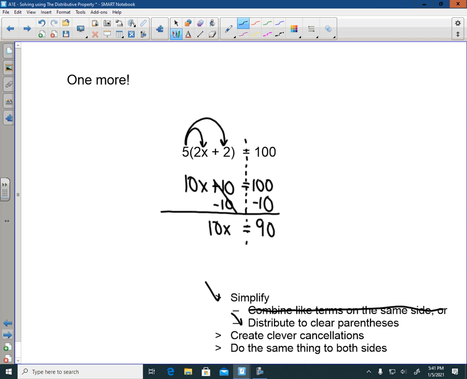And then we have 10 times x, so we will divide by 10. And the same thing to both sides. 10's cancel. X equals 90 divided by 10, which is 9. Done. It's these same steps over and over again, guys.